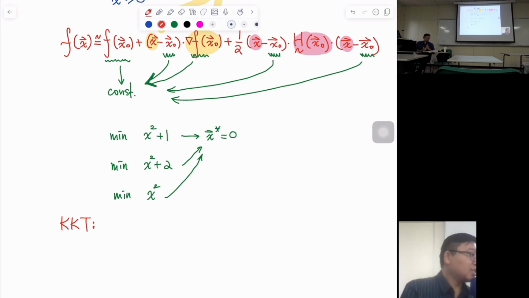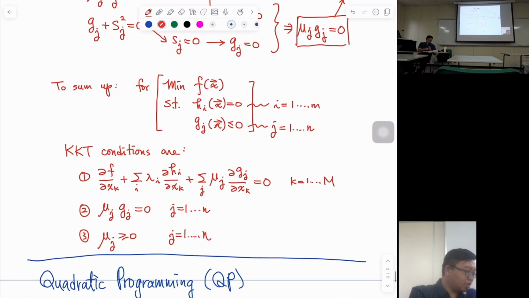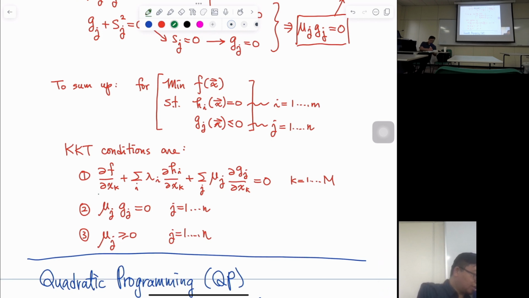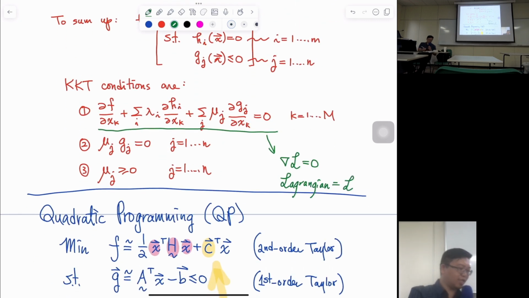What does KKT tell us? We have something called the Lagrangian, and then the gradient of the Lagrangian equals 0. So what is the Lagrangian? Sometimes we just write it as L equals F plus summation of lambda i h i plus summation of mu j g j.